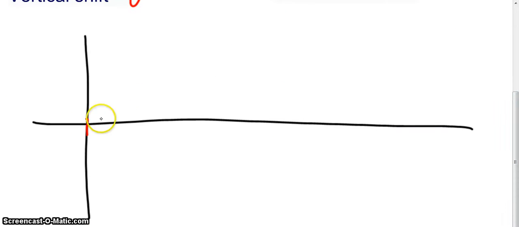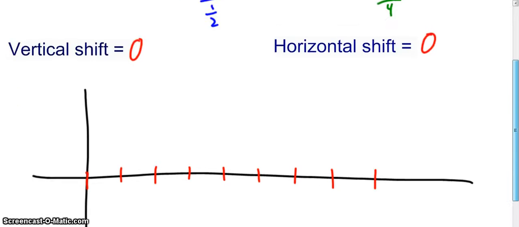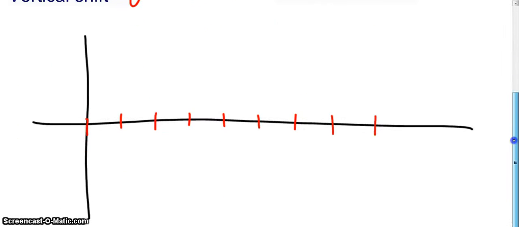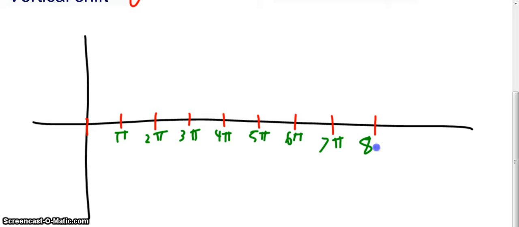So we're going to do, so that's 1, 2, 3, 4, 5, 6, 7, 8, 9. This one's actually pretty nice because my intervals are pi, so it's pretty easy to count by pi. This is 0, pi, 2 pi, 3 pi, 4 pi, so that will be 1 period, 5 pi, 6 pi, 7 pi, and 8 pi.